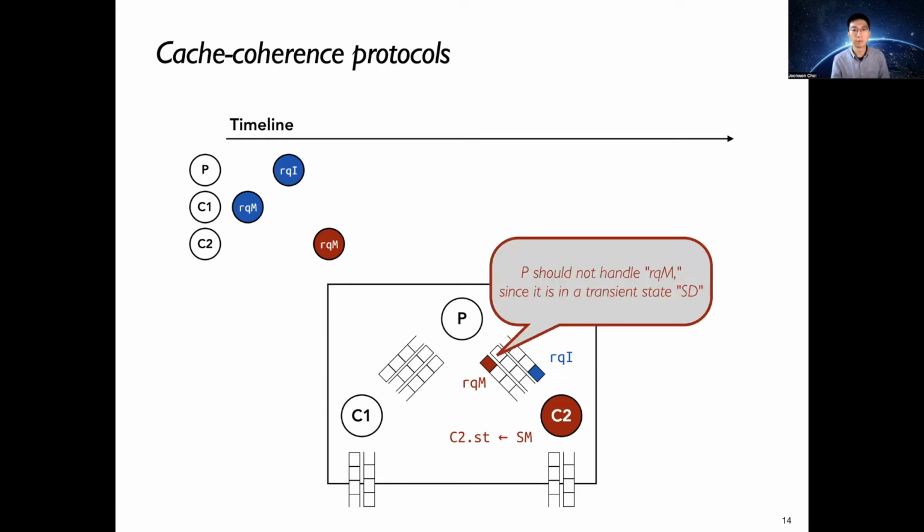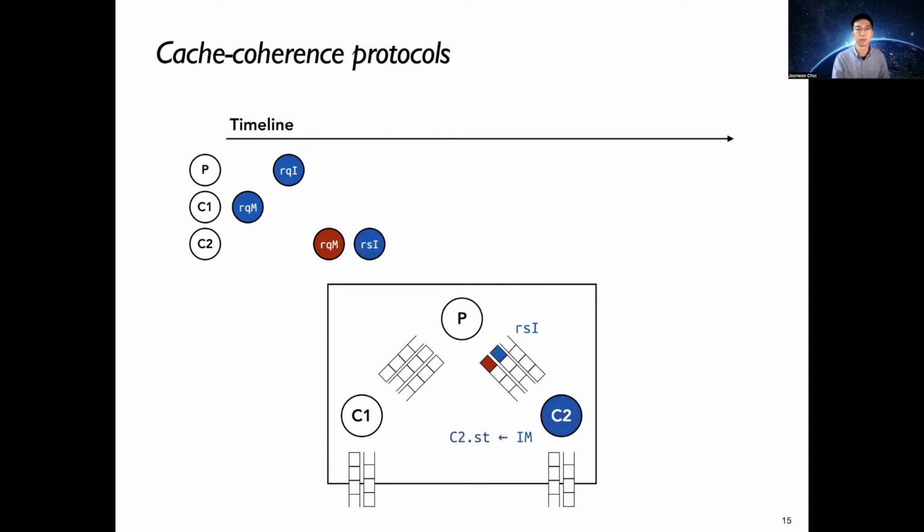A transient state of P here is very crucial to maintain coherence because it cannot handle the red RQM because of its transient state. If P were able to handle the red RQM, then it might lead to an incoherent state where C1 and C2 both have the M status. So the only possible next scenario is C2 to handle the invalidation request RQI and to respond with RSI to the parent.